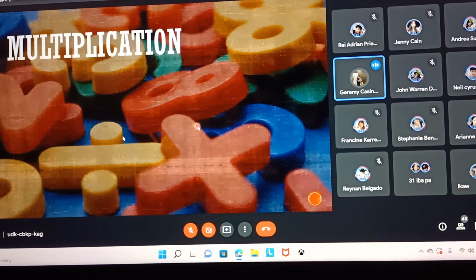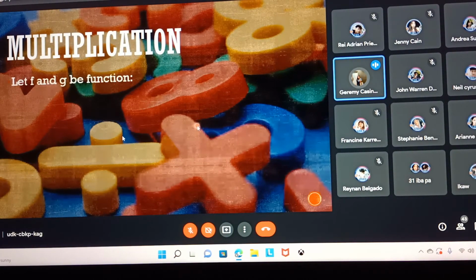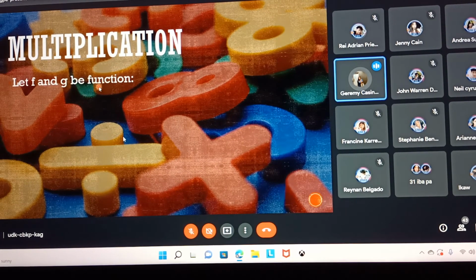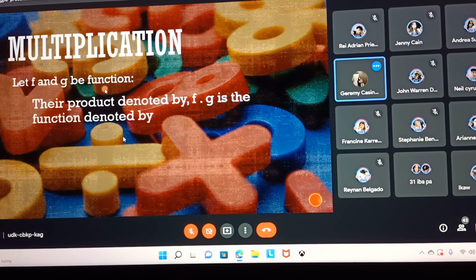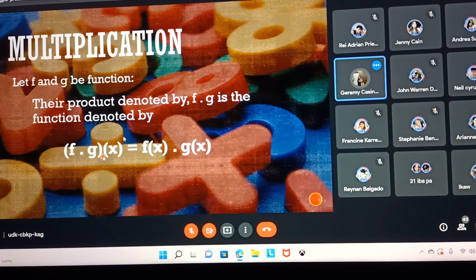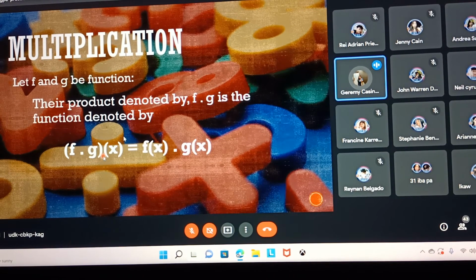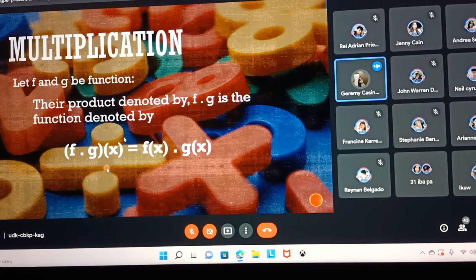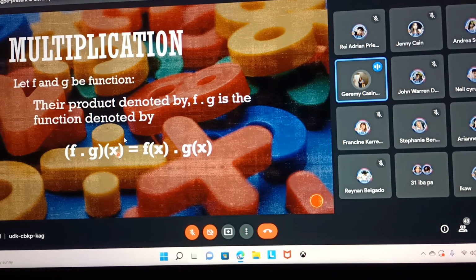So, let's go back again sa ating multiplication of the function. Again, we are going to let f and g be our function. So, their product is denoted by f times g is the function denoted by. So, this will be, again, our equation. Discuss ko na rin ito last meeting, yung mga equation ng ating function. So, we have f times g of x. From f times g of x, madi-derive siya, magiging f of x times g of x. Okay?